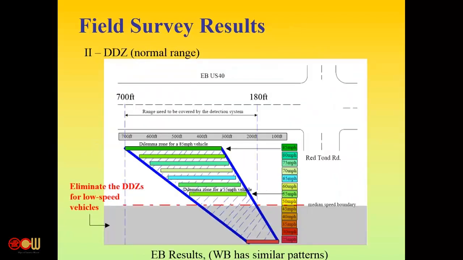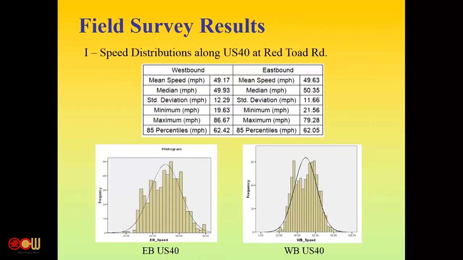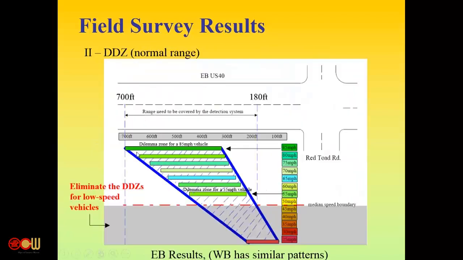Okay, based on the previous page, you see this is called a speed bin, each bin, each group. We use every 10 miles per hour as a group. For each group, you plug into the equation to compute the dilemma zone. So you find this is the dilemma zone for driving at 85 miles per hour. Believe it or not, the speed limit, I think, is 45, and some cars are driving at 85.